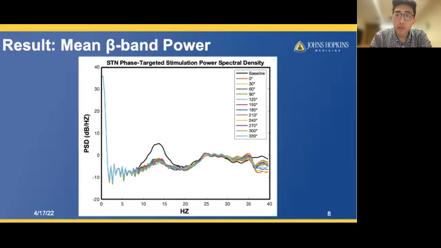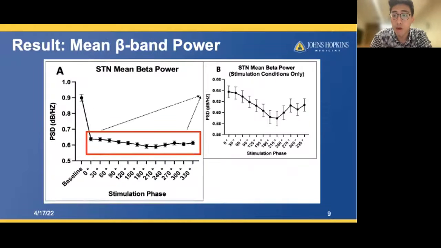And these are our first preliminary results. This is a power spectrum of the beta band power across the baseline condition, where no stimulation was delivered but in the disease state, and the stimulation conditions across all phases. You can see that for baseline, we have this exaggerated beta band power in the 13 to 20 hertz range, which is replicated and observed in PD patients. Now, all the other PTS conditions could effectively suppress this heightened spectral signal.